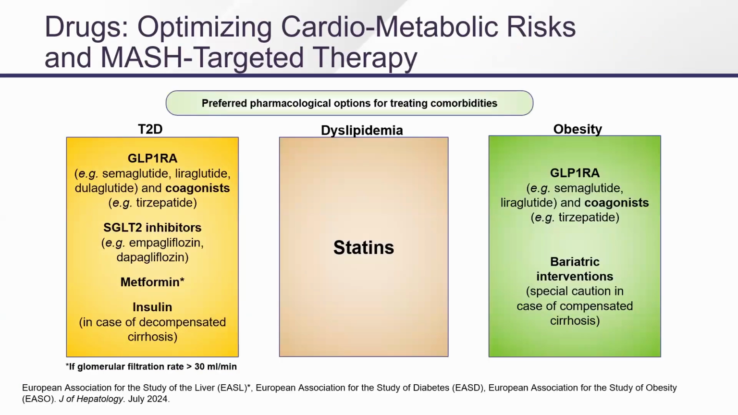What about optimizing cardiometabolic risk factors? For type 2 diabetes, we have lots of options. We have GLP-1 receptor agonists. We have SGLT2 inhibitors. We have metformin, and insulin in the case of patients with decompensated disease. Statins probably should be put in the water. They're so good for many different things, and great for management of dyslipidemia in the setting of MASH. And for obesity, again, we're back to the GLP-1 receptor agonists as well as bariatric interventions.